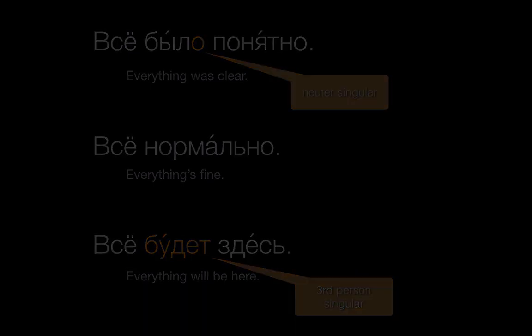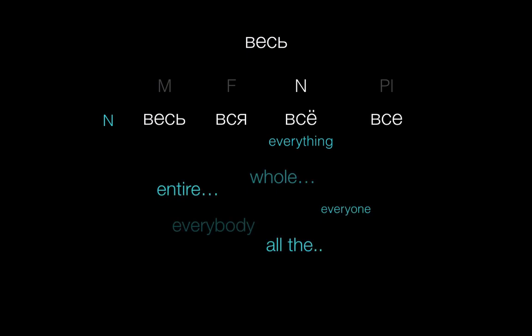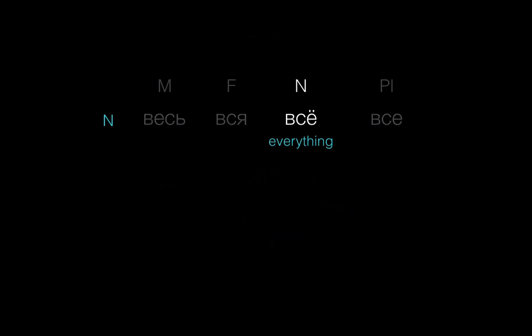In fact, всё really is just the neuter form of весь, a really useful little word that can express ideas like all the, or entire, or whole. We'll talk about other ways to use весь in another video, but when we use this neuter form without a noun, it's the equivalent of English everything.